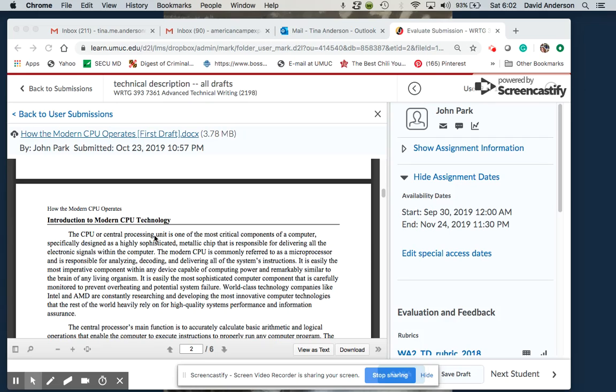The CPU, or central processing unit, is one of the most critical components of a computer, specifically designed as a highly sophisticated metallic chip that is responsible for delivering all the electronic signals within a computer. Whew, that's a lot of information. Let me share with you a couple of things.